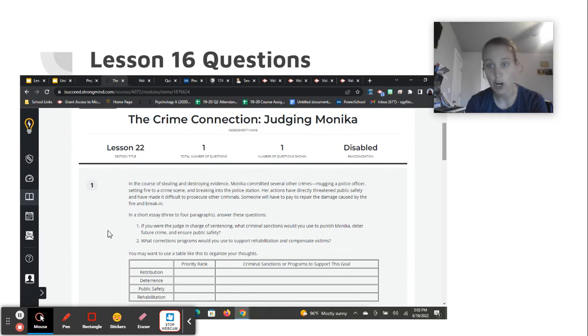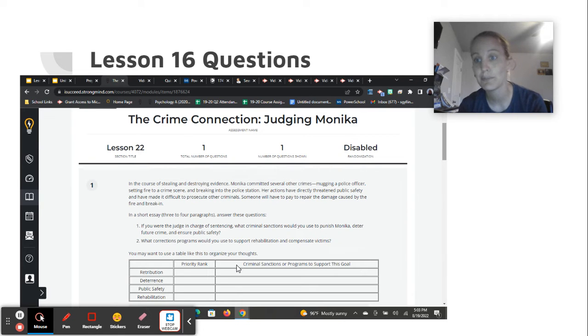Now, don't turn in a chart for this one. You can use a chart to help you keep track of your thoughts, but you do need to write it in essay form. So the 3 to 4 paragraphs, you could break it up in something like this. You could have one paragraph where you let them know what the criminal sanctions you would use to punish Monica are. Then you could write another paragraph where you explain how you would deter future crime and ensure public safety. And then you could write a third paragraph where you explain what corrections programs you would use to support rehabilitation and compensate victims in this case.